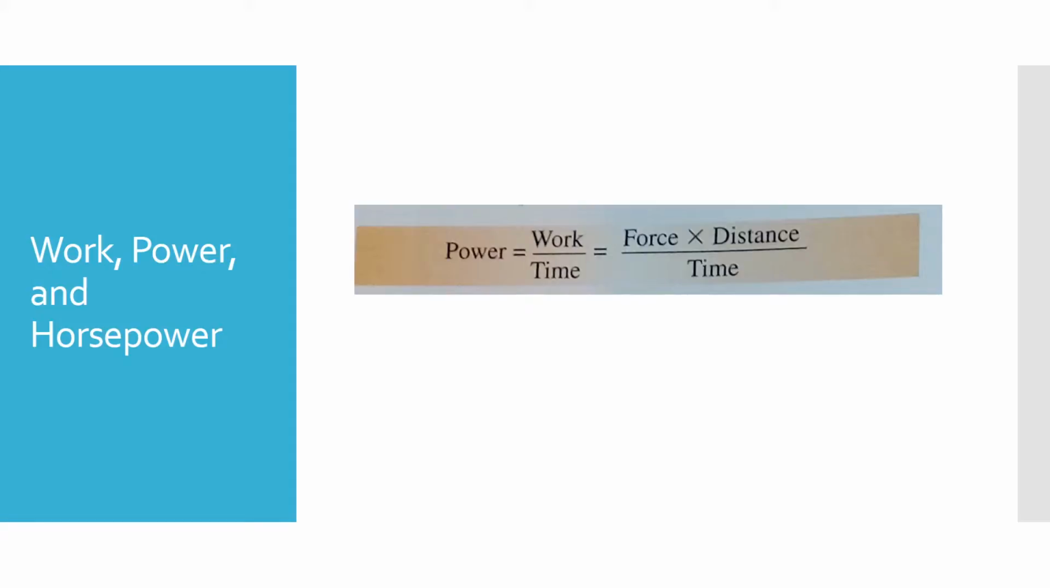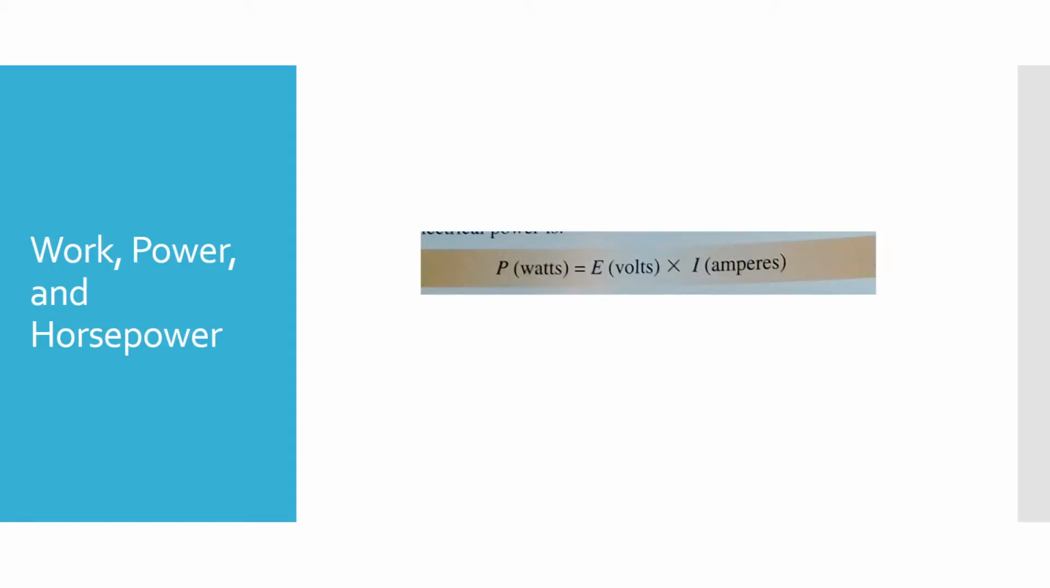Power in an electrical circuit can be written in terms of voltage and current. The formula for electrical power is on the screen. Capital P, or watts, equals capital E, volts, times capital I, amperes. P equals E times I. To convert electrical power in watts into mechanical power in horsepower, you can use the following conversion factor. 746 watts equals 1 horsepower.